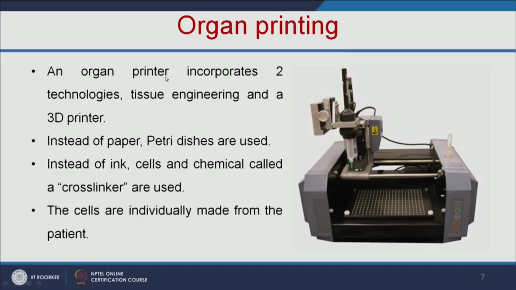So let us see what is an organ printer. It incorporates two technologies, that is tissue engineering and a 3D printer. So it is similar to your normal printer, but instead of paper we will be using petri dishes, and instead of ink we will be using the cells and a chemical called cross-linker. So here we are going to take the cells from the patient's own body, so there will not be any immunorejection of the organ.